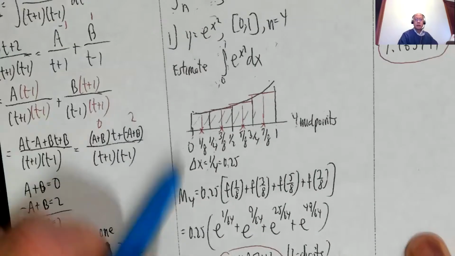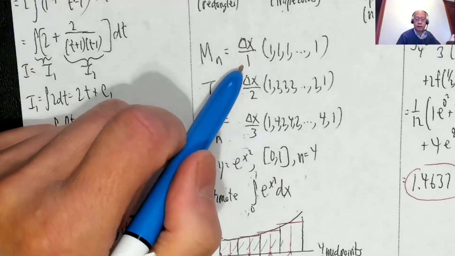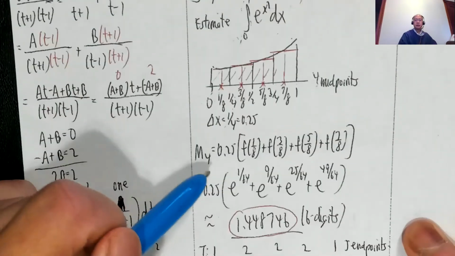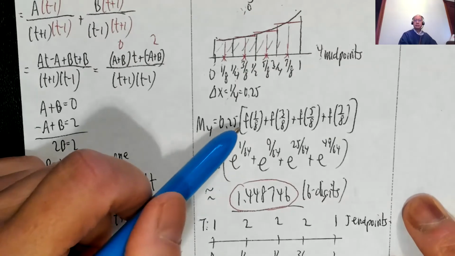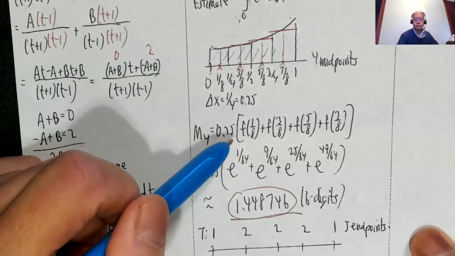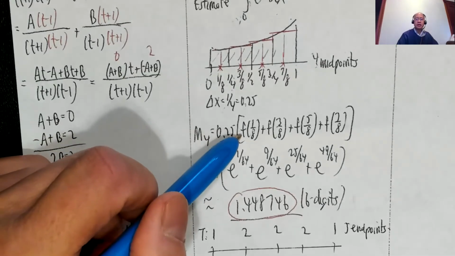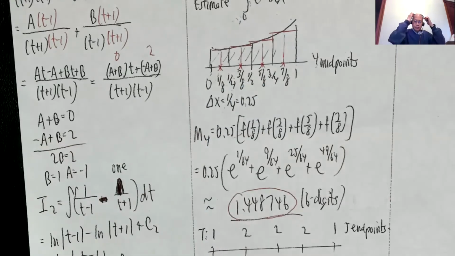Okay, so one more time. Midpoint rule, delta x. You don't really have to write the over 1 if you don't want to, but it's delta x. And then 1, 1, 1, 1 means don't put anything in front. Okay, the 1 will become clearer when I do the trapezoidal or Simpson's rule. You see what to do. So f of the midpoints, f of 1/8, f of 3/8, f of 5/8, f of 7/8.